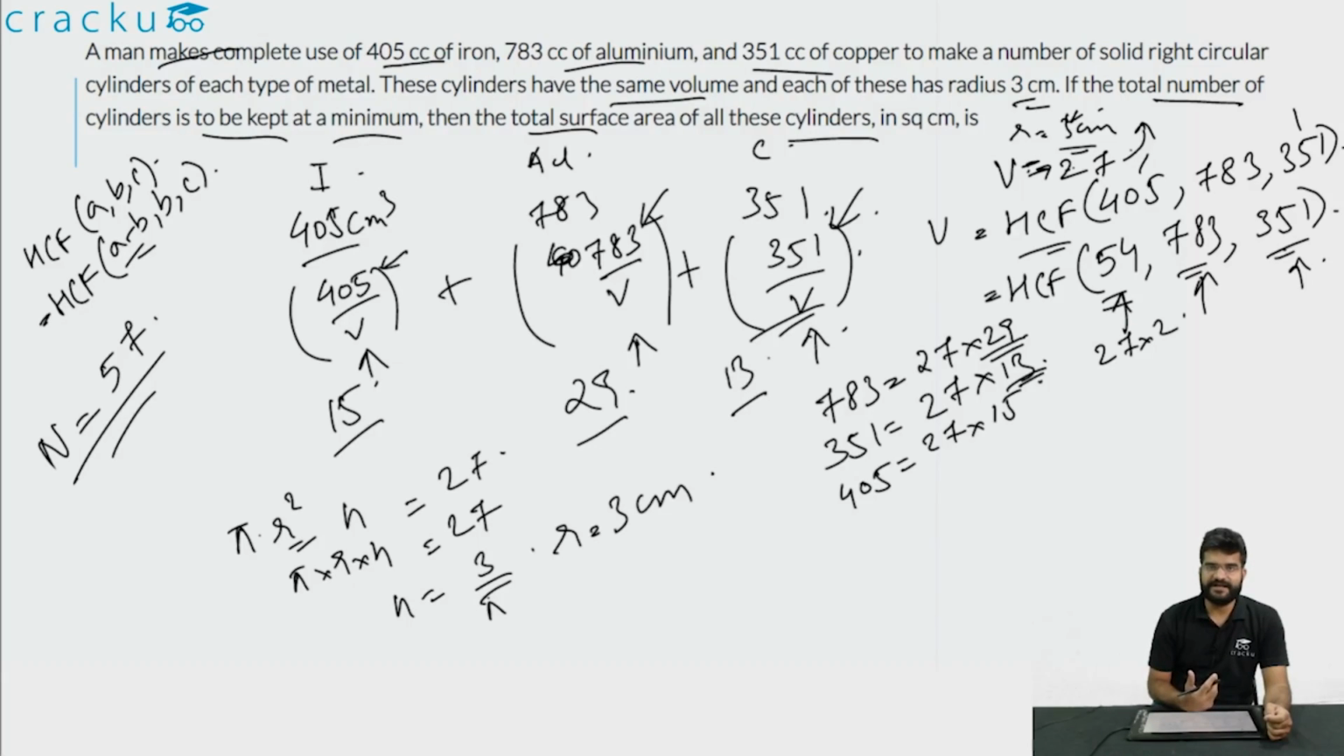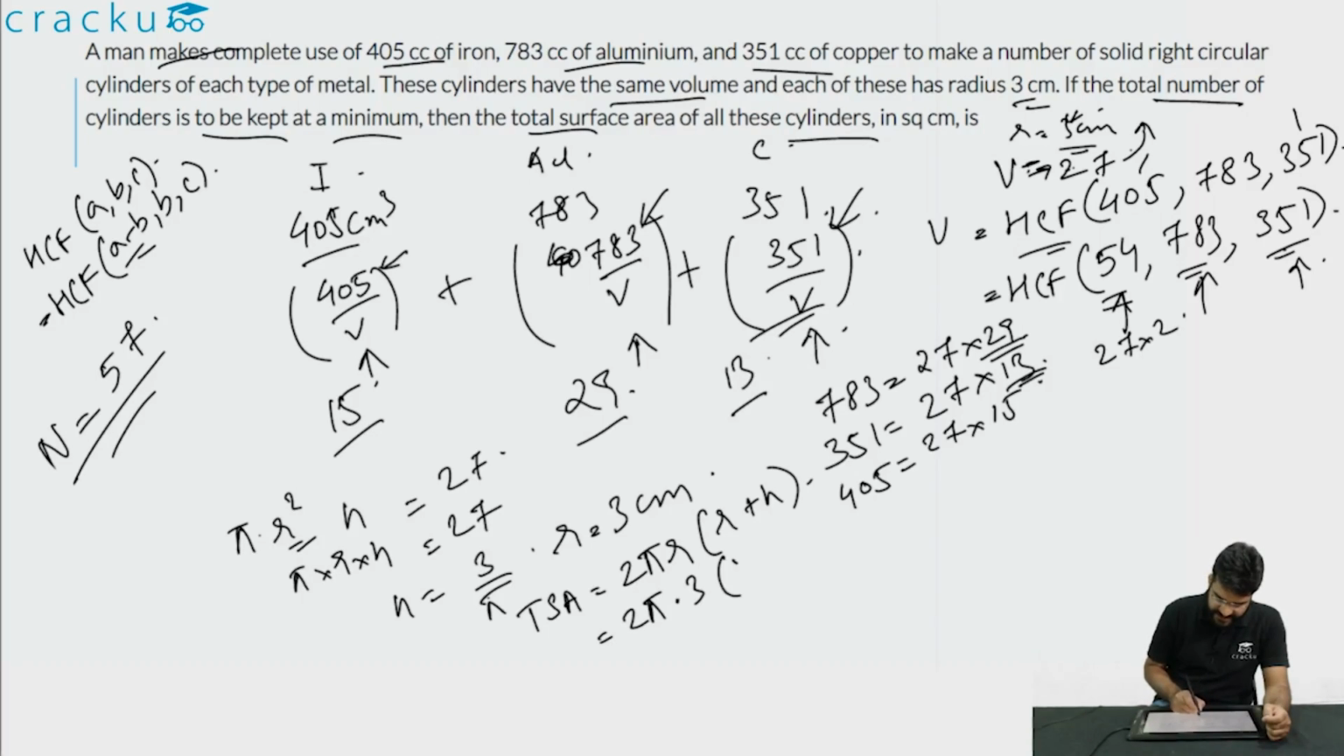We just need to calculate the total surface area. Now for any given cylinder, the total surface area is equal to 2 pi r into r plus h. In this case, for each of the small cylinders, the total surface area will be equal to 2 pi into 3 into 3 plus 3 by pi. Now you can cancel pi, so this will become 6 pi. You can take 3 also outside, so it will be 18 into 1 plus pi.